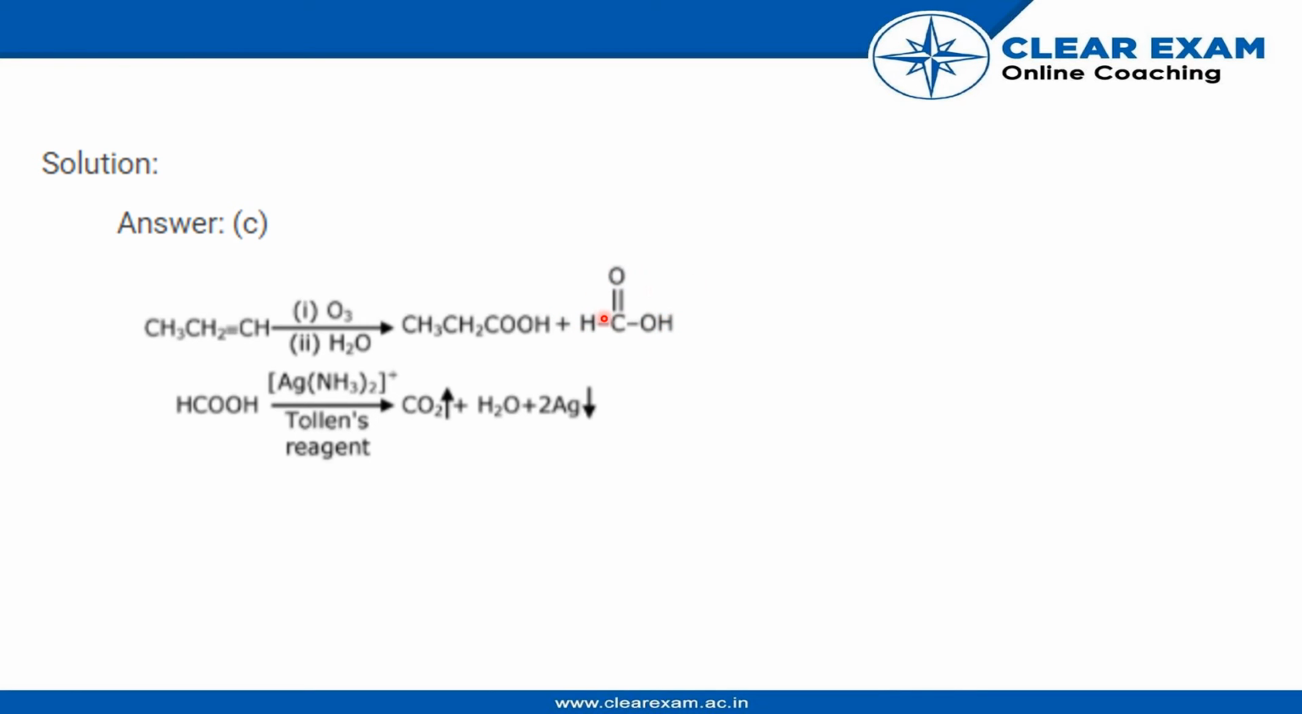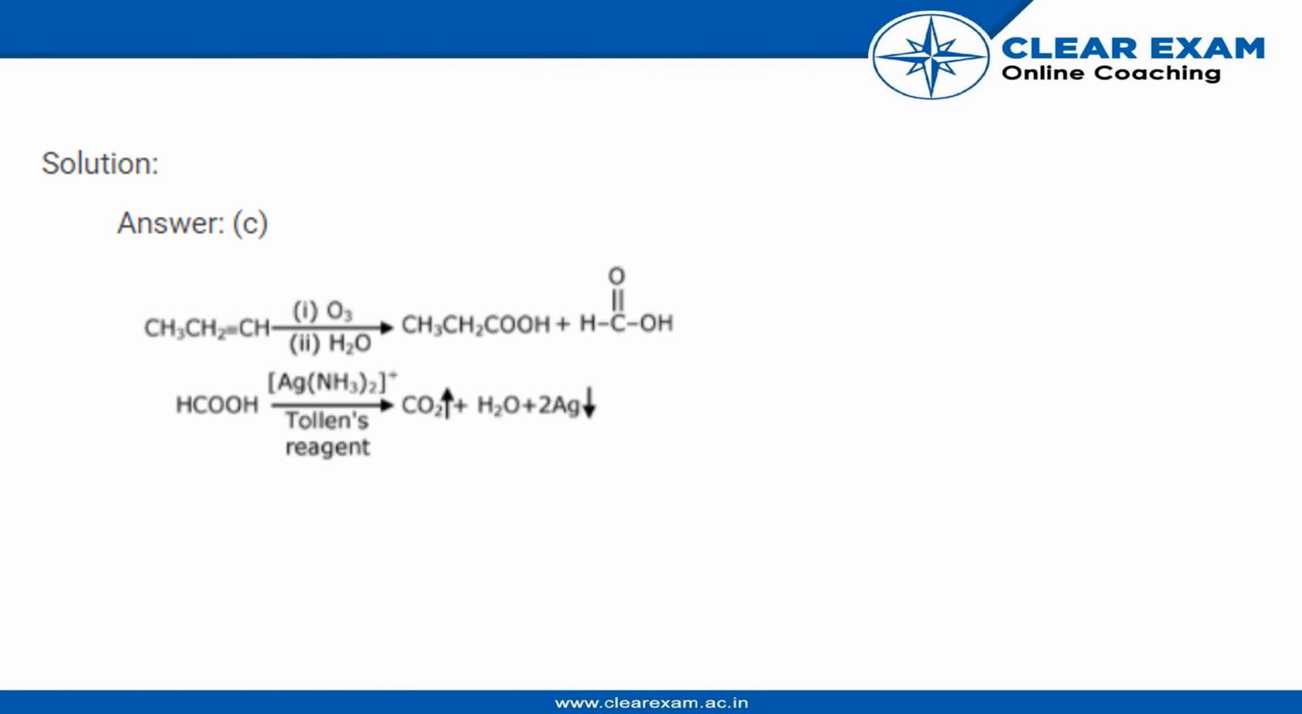And this acid is a carboxylic acid with CH3CH2 over here, but if you look, this is much smaller in this case compared to this one over here. So when this reacts with Tollens reagent, it forms carbon dioxide gas, water as a product, and silver as a precipitate.